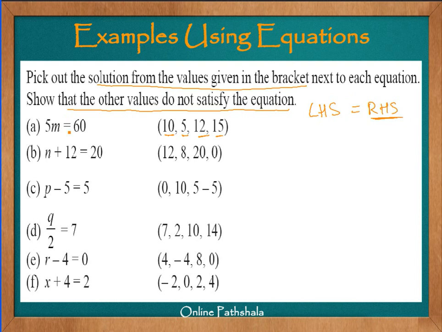hand side. Now in this case, one way to do it is you just try to put these values individually. Let us say LHS in the first case, 5 into 10 gives us 50, whereas here it is 60. So we say that this is not equal to RHS and therefore it doesn't satisfy. Then we have the next value, which is 5. 5 into m, 5 into 5 is 25. 25 is also not equal to 60. Then we have the third value, 5 into 12. 60 equals 60. Therefore this does satisfy the equation.